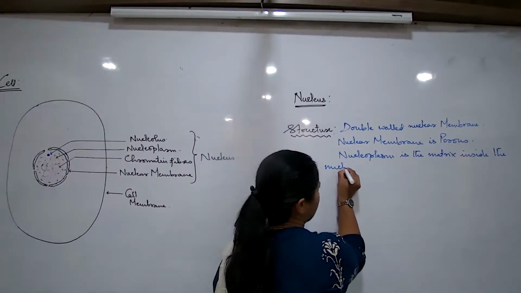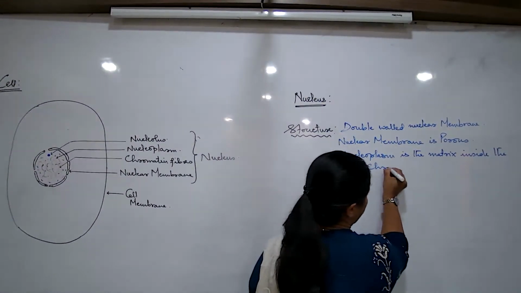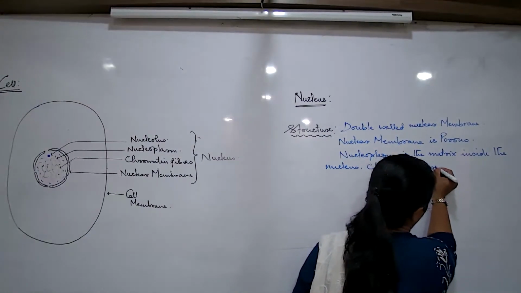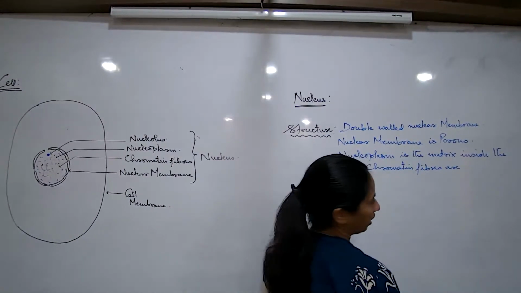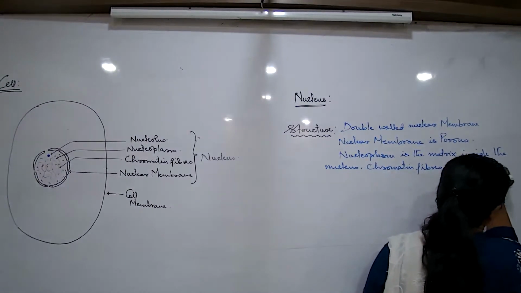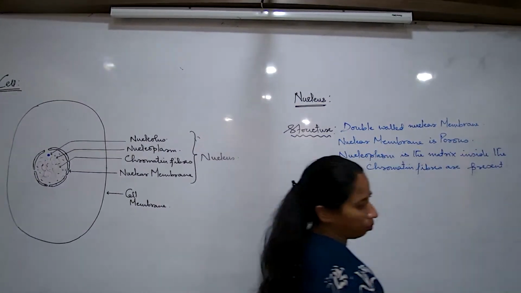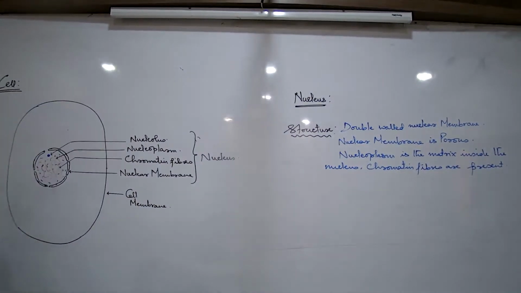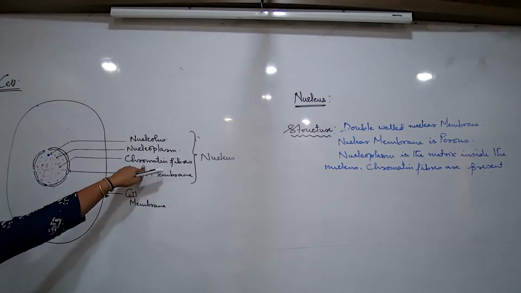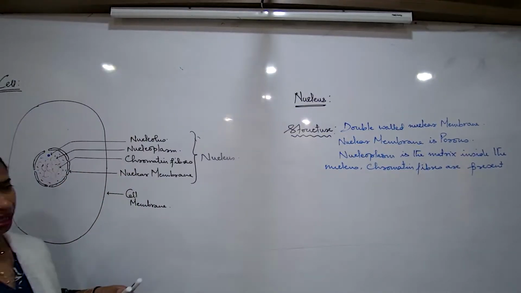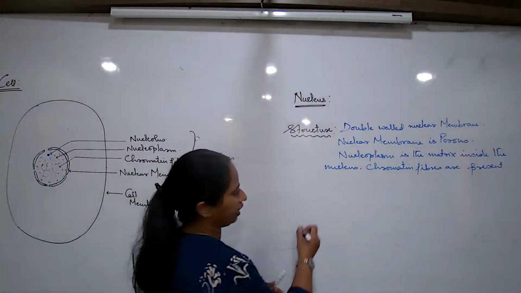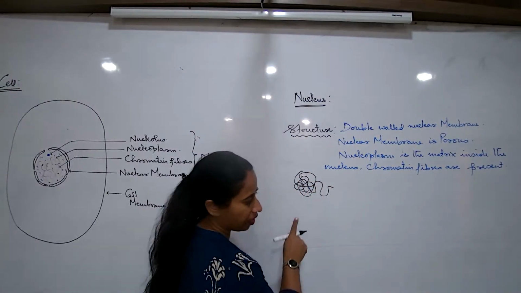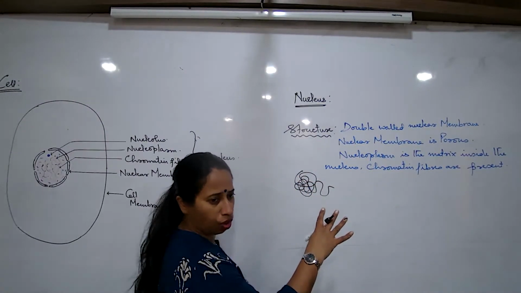And what is suspended in it? Chromatin fibers are suspended. The chromatin fibers are present inside the nucleus. So what are chromatin fibers and what is their job? Talking about the chromatin fibers now, these chromatin fibers are in the form of fine, long, extensive thread-like structures. They are extensively long.